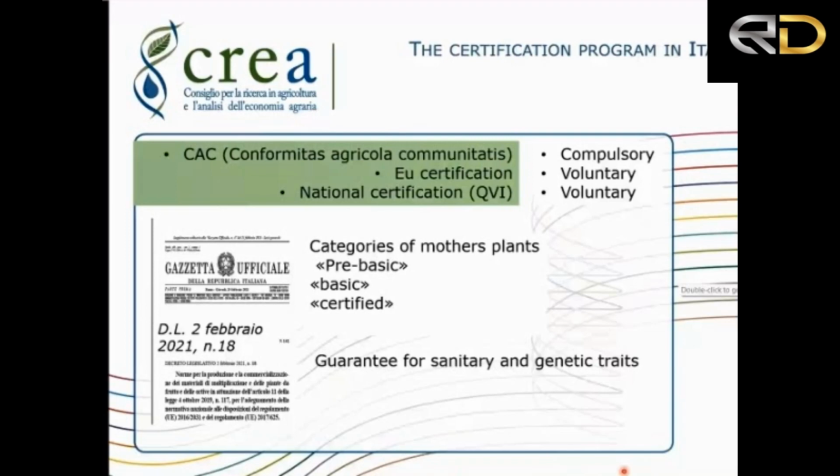In order to guarantee all the commercialized plants for sanitary and genetic traits, all the plants moved within the member states of Europe must have, first of all, a minimum level of quality traits. These plants belong to the CAC, Conformitas Agraria Communitatis, certification, which is compulsory and which is a minimum level of certification for all the plant material.